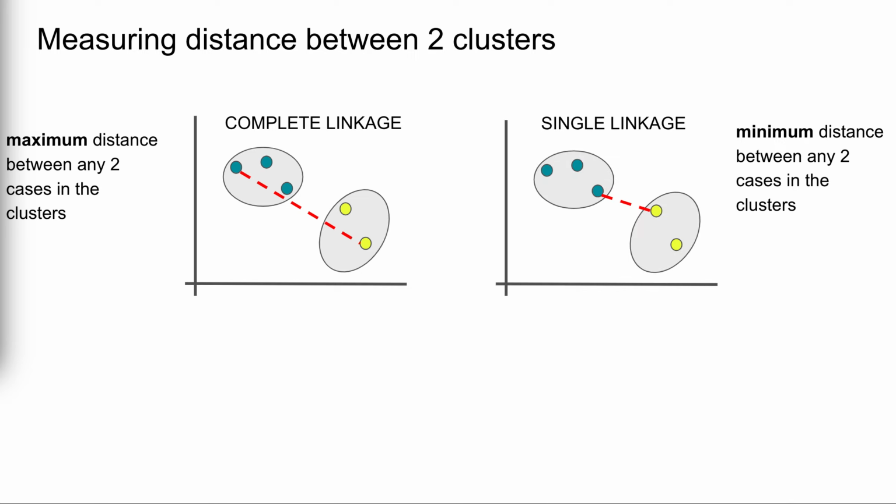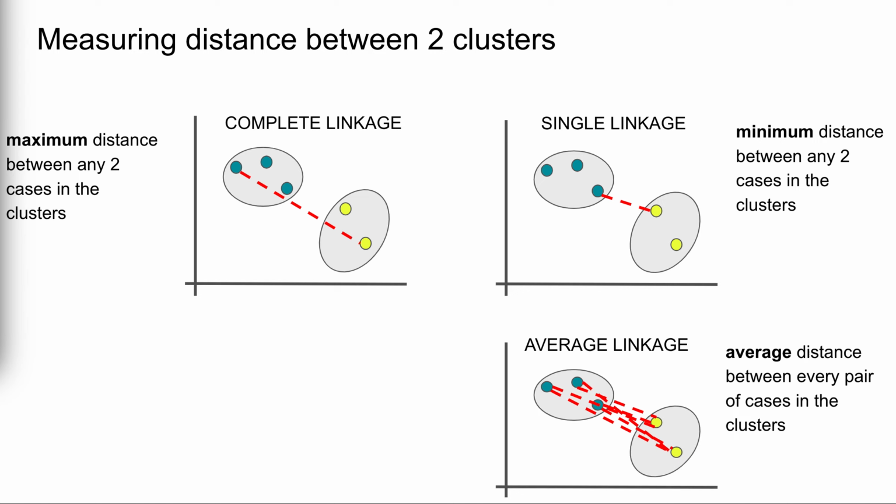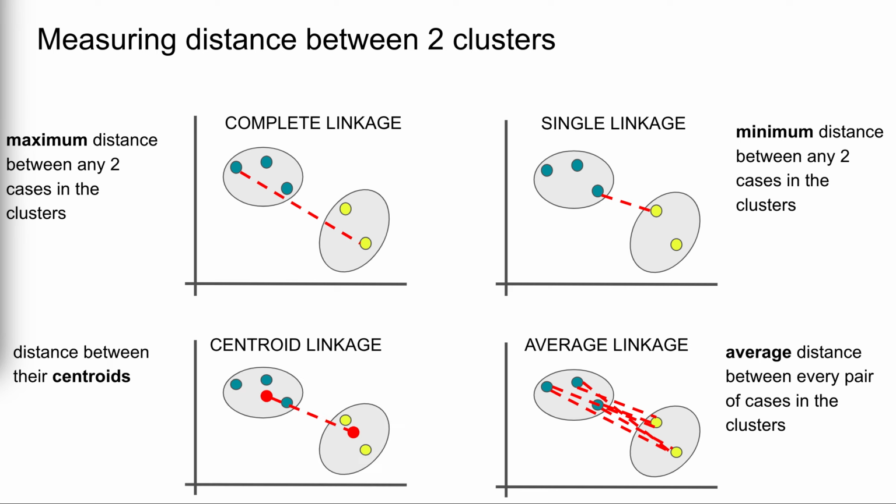Similarly, single linkage defines the distance between 2 clusters to be the minimum distance between any pair of cases. Yet another strategy is to examine the distance between every pair of cases in the 2 clusters and then calculate their average. Finally, centroid linkage identifies the centroids, or centers, of each cluster, represented here by the red dots, and then calculates the distance between these centroids. You'll get to play around with all these strategies in another context, but for the purposes of this video, we'll use one of the most common approaches, complete linkage.